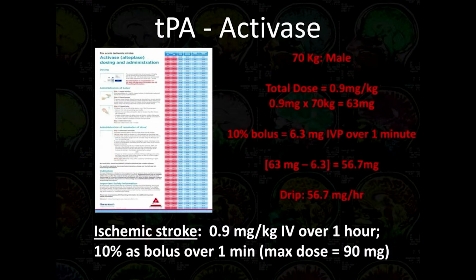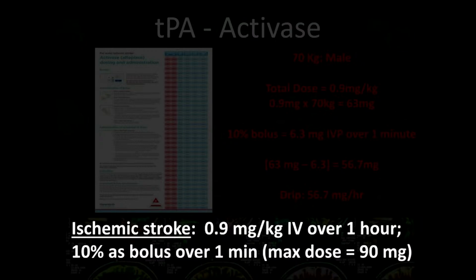If we think about TPA, Activase, it's important when you transport these patients or you dose these patients to understand, number one, how they're dosed, how the medication is supplied, and some problems that you may have if you don't confirm these different areas related to this drug. So for ischemic stroke specifically, the max total dose is always 90 milligrams.